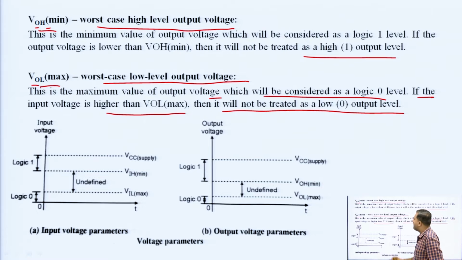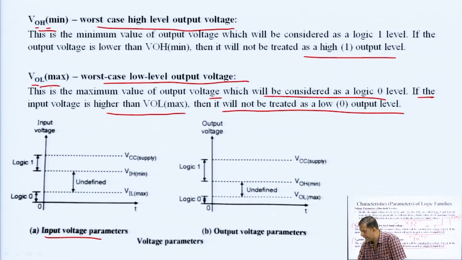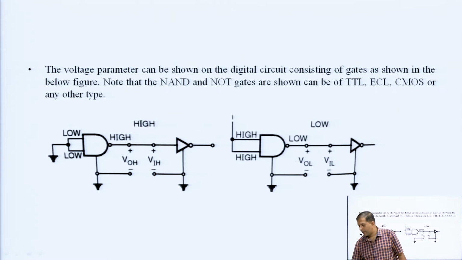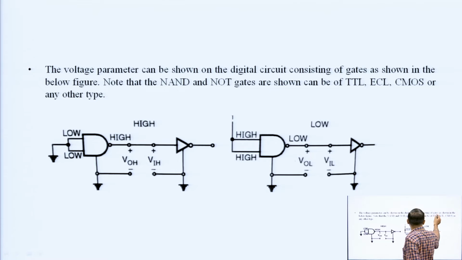So, from the diagram itself it is very clear, this is for input voltages, means these are VIL and VIH, right, and this is for output voltage VOH and VOL, right. You can see this is the value of VIH minimum, VIL maximum, this is VOH minimum and this is VOL maximum. This is the VCC power supply, right. This is logic 0 and logic 1. Got it? Okay.